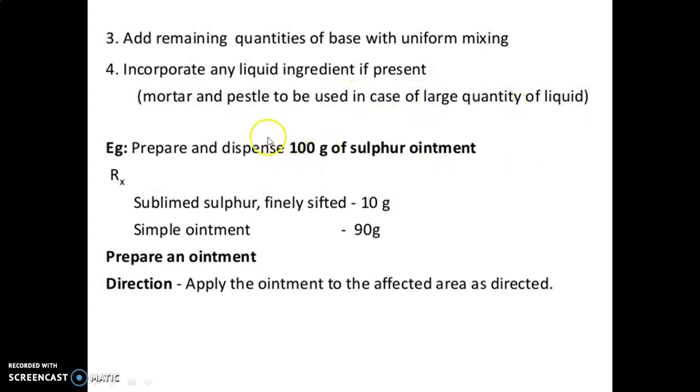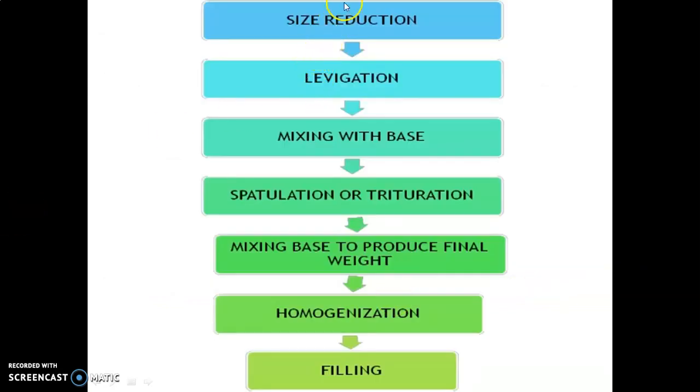Prepare and dispense 100 gram of sulfur ointment. RX: sublimed sulfur, finely sifted, 10 gram; simple ointment 90 gram. Prepare an ointment. Direction: apply the ointment to the affected area as directed. Then this is the flow chart for incorporation method or trituration method. That is size reduction, after that levigation, then mixing with base, then spatulation or trituration, after that mixing base to produce the final weight, and homogenization, again size reduction, and then filling.